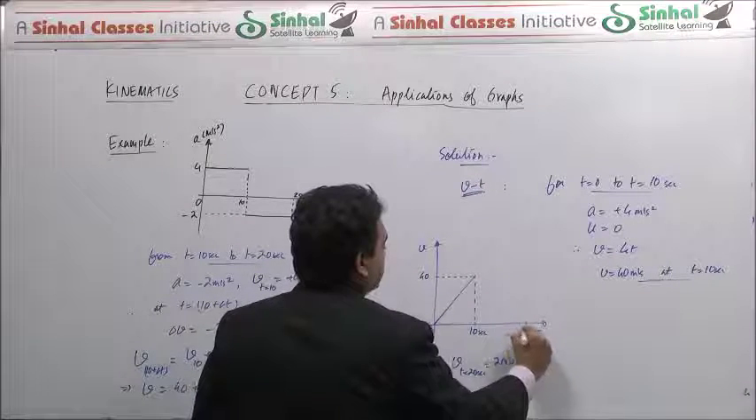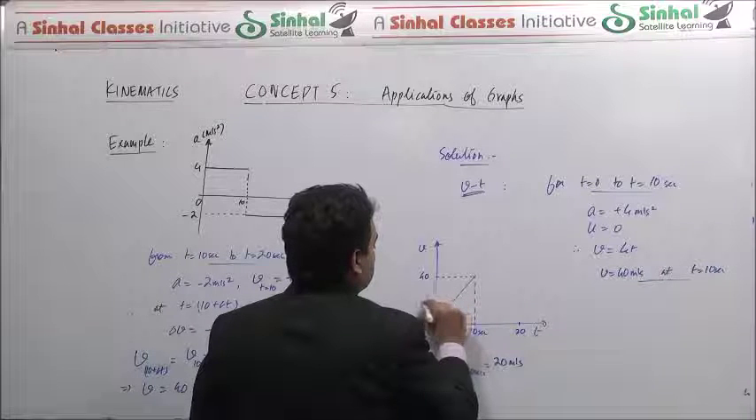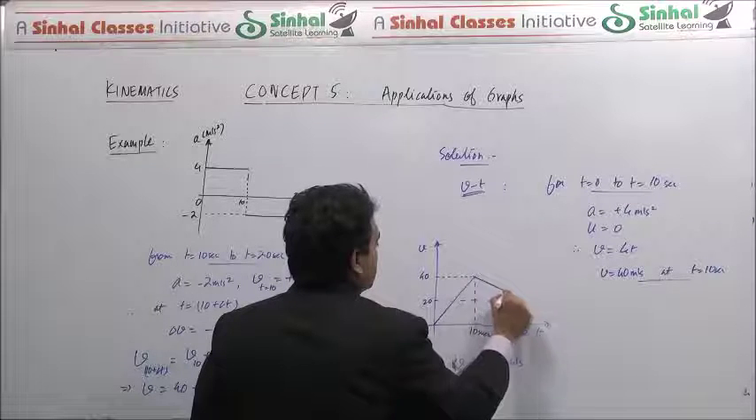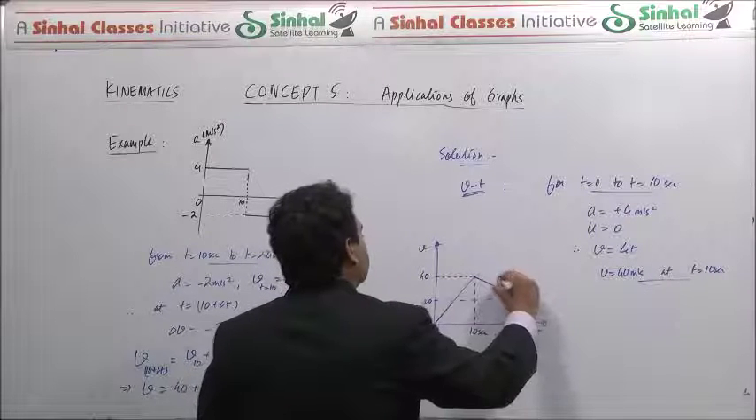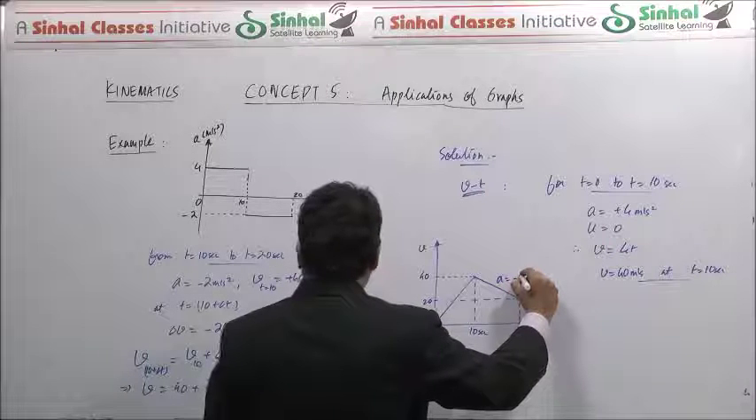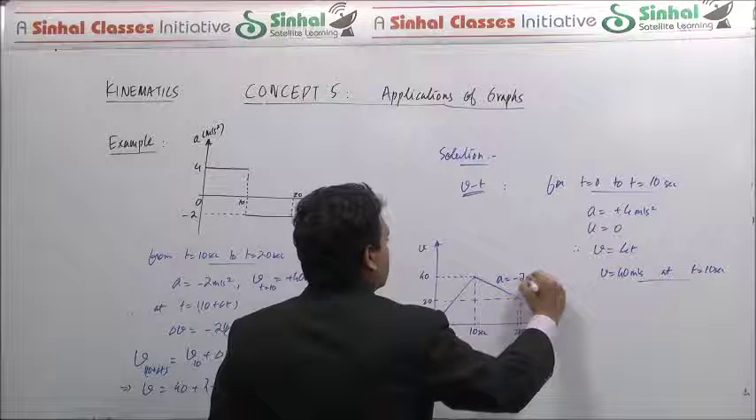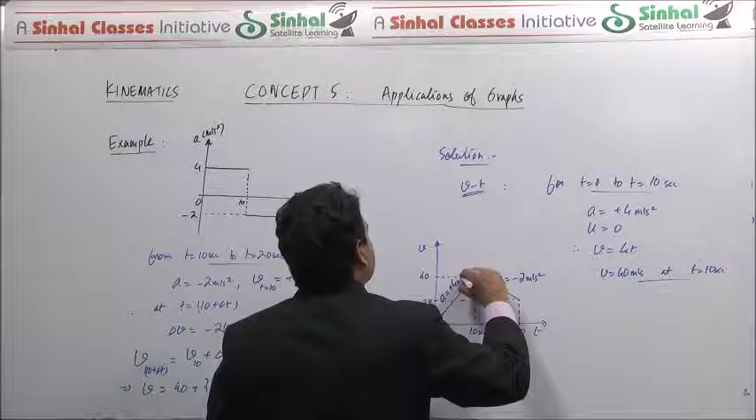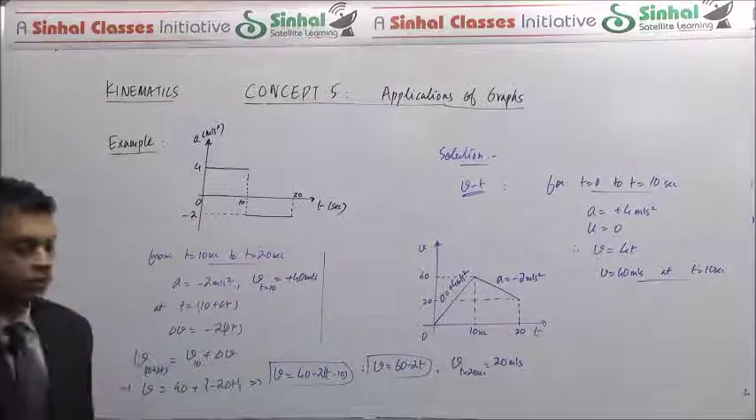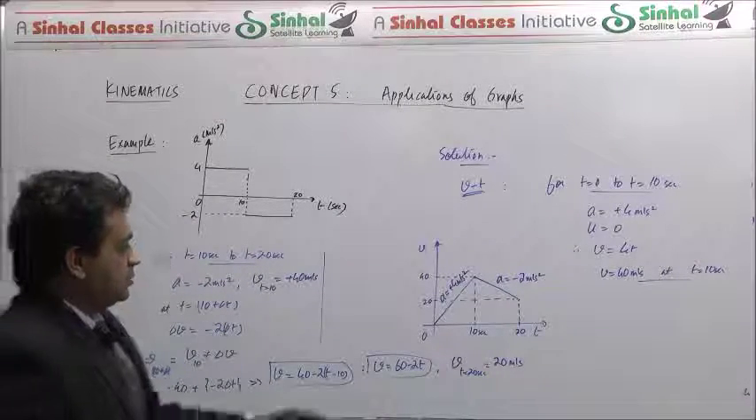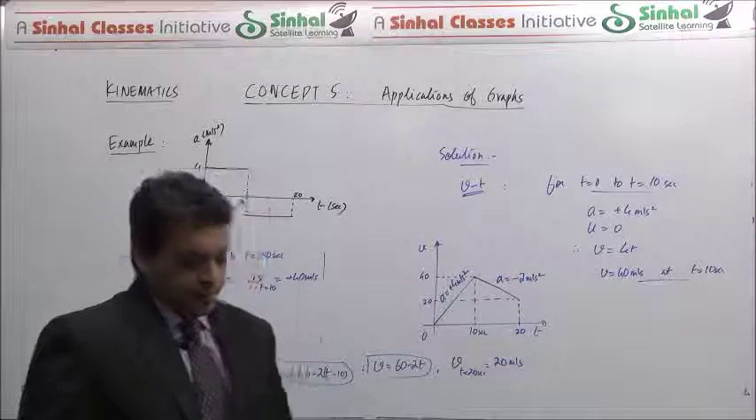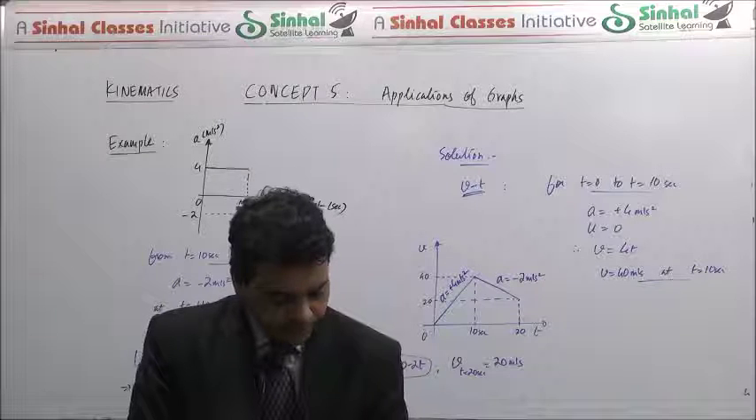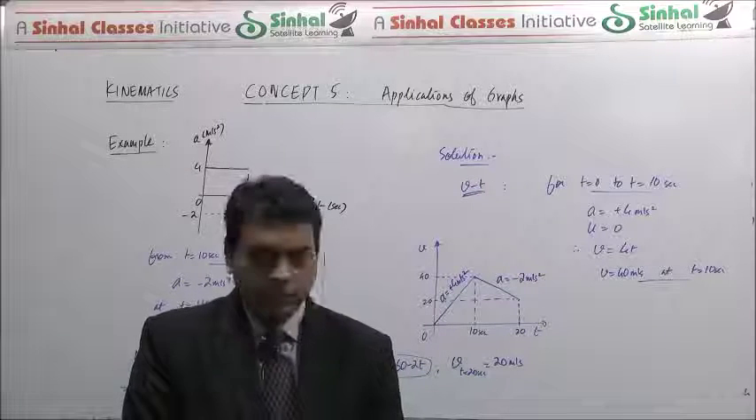Let's say 20 seconds is here. During this time, the acceleration is minus 2 meters per second square, and during this time the acceleration is plus 4. So the velocity time graph will be a combination of the two. Okay, so I hope that is clear.